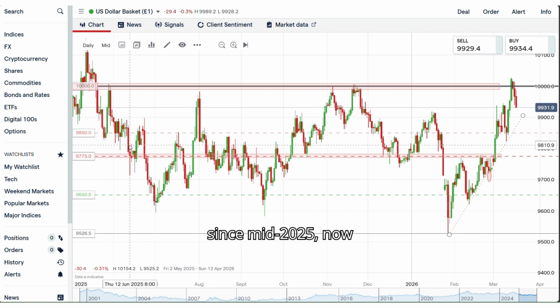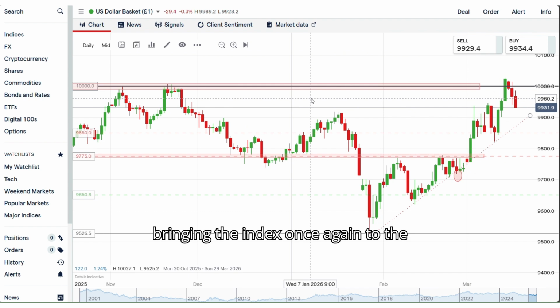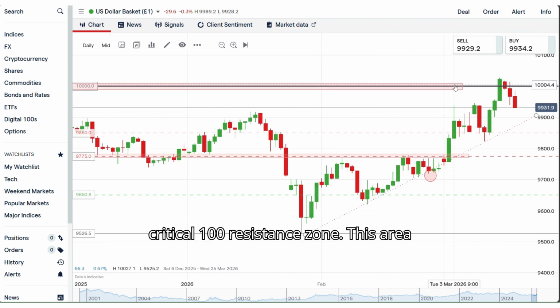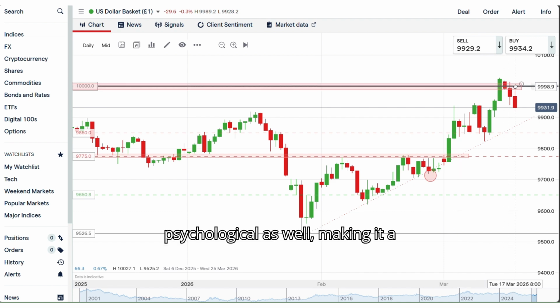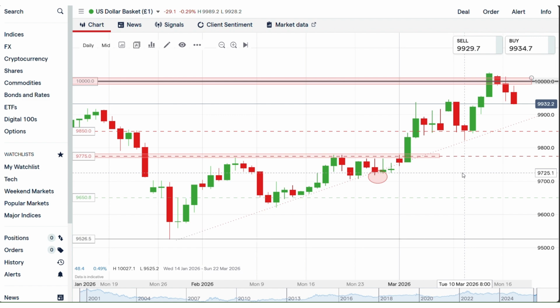It has been in place since mid-2025, now bringing the index once again to the critical 100 resistance zone. This area is not only technically significant but psychological as well, making it a natural point for market hesitation.